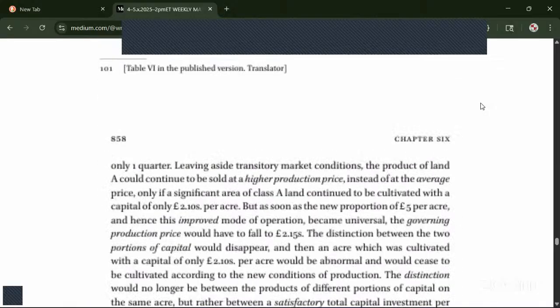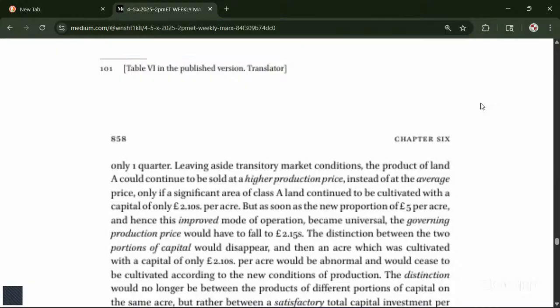Leaving aside transitory market conditions, the product of land A would continue to be sold at a higher production price instead of at the average price, only if a significant area of Class A land continued to be cultivated with a capital of only £2 10 shillings per acre. But as soon as the new proportion of £5 per acre, and hence this improved mode of operation, became universal, the governing production price would have to fall to £2 15 shillings.